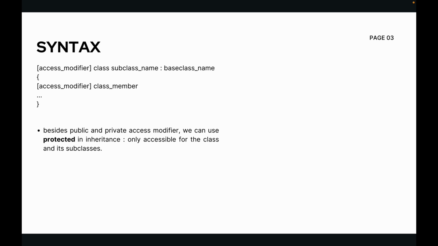So the next one is the syntax of inheritance. To implement inheritance, first we have to set the access modifier of the subclass and the subclass name. Then to use inheritance, we put the colon here, followed by the name of the base class. Besides the public and private access modifiers, we can also use the protected access modifier. Protected members mean that they are only accessible for the class and its subclasses.